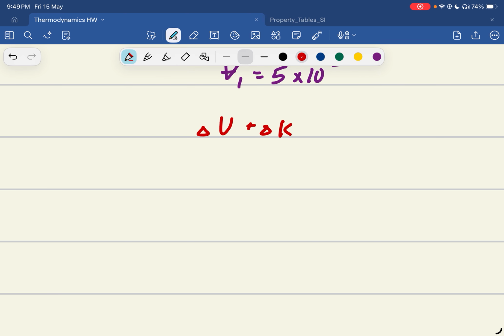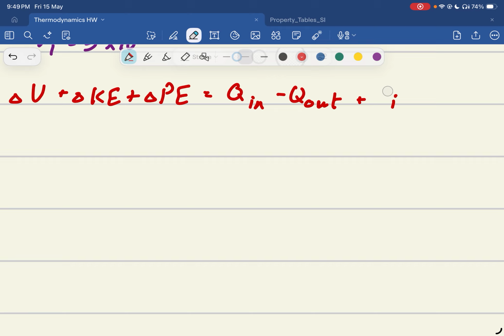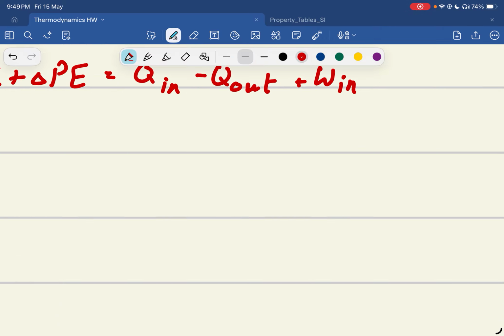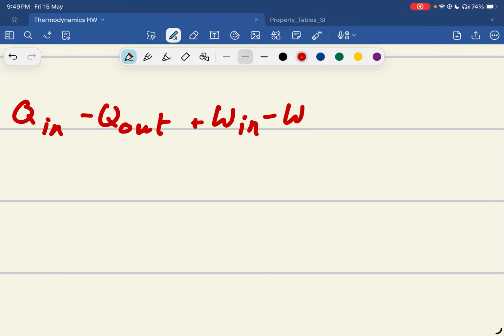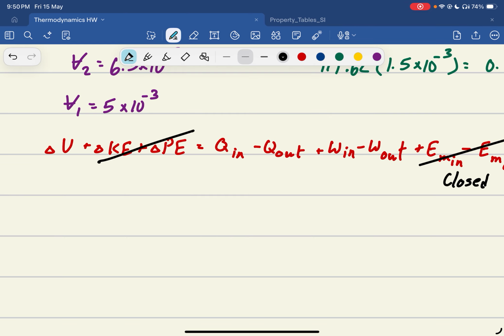And from the energy balance equation, delta U plus delta KE plus delta PE equals Q in plus work in minus work out plus E mass in minus E mass out. So we cancel these out because it's a closed system. We cancel these because it's stationary.